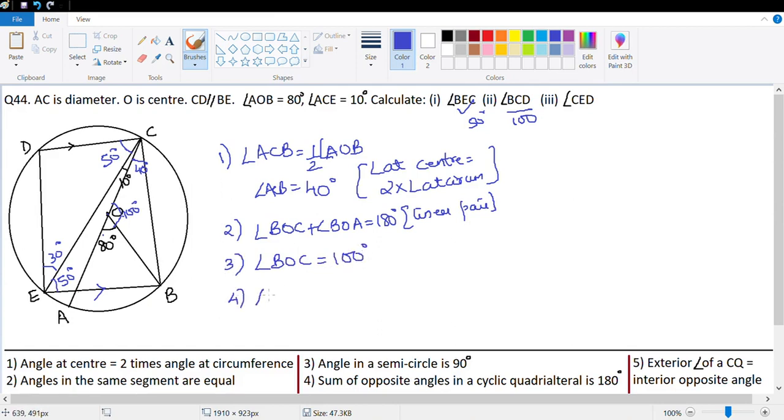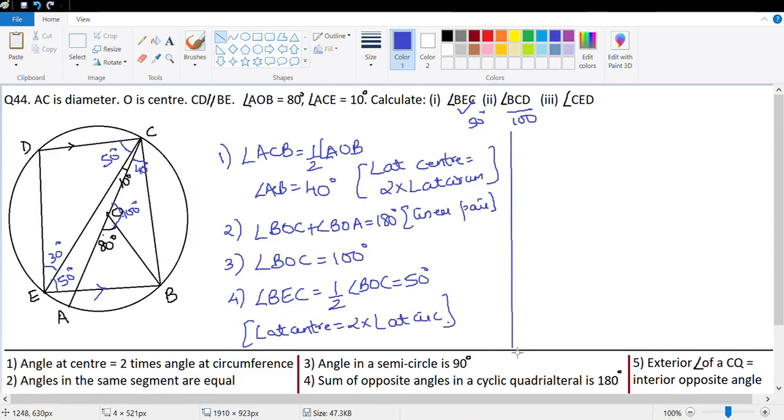Next one, angle BEC would be equal to half of angle BOC, which is 50 degrees. Reason: angle at center is equal to 2 times angle at circumference. So we have got our first angle that we wanted, which is angle BEC. Let's look at the next one.